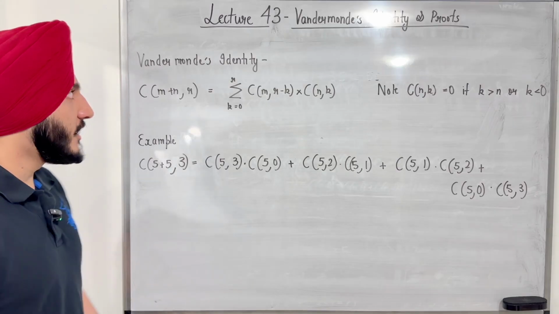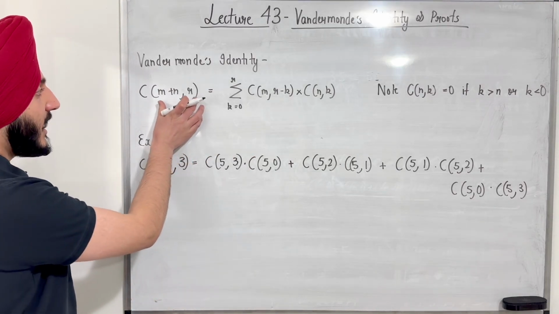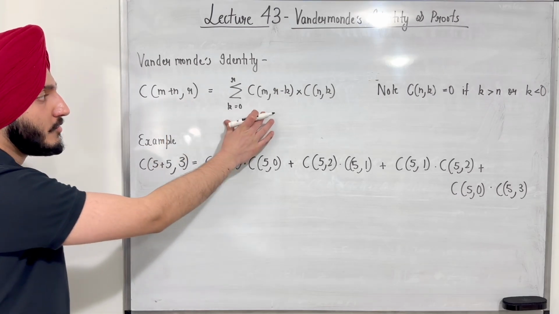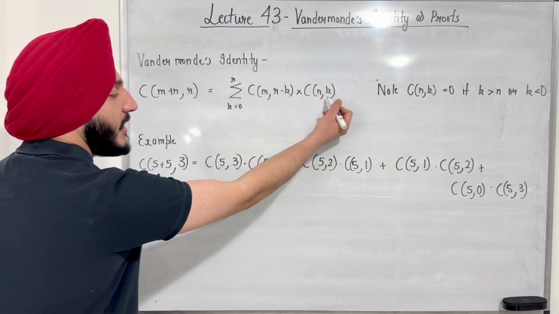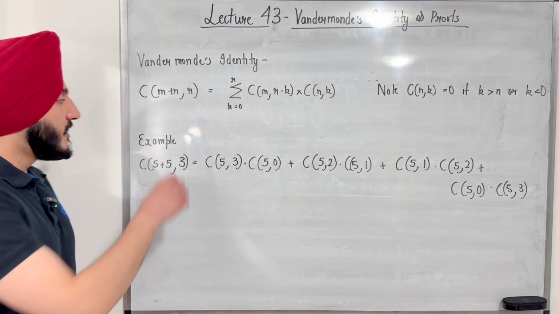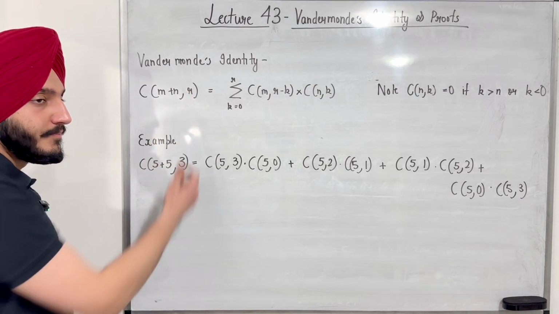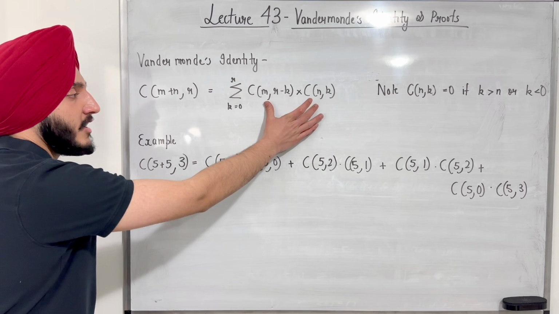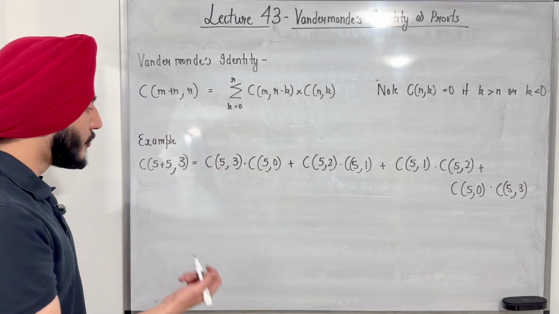Let's take a look at Vandermonde's identity first. It's saying that C(m+n, r) is equal to the sum of C(m, r-k) multiplied by C(n, k). Let's quickly understand what this is doing. If you have something like m plus n comma r, you can separate it into two different combinations and sum them together. I've given this example over here.